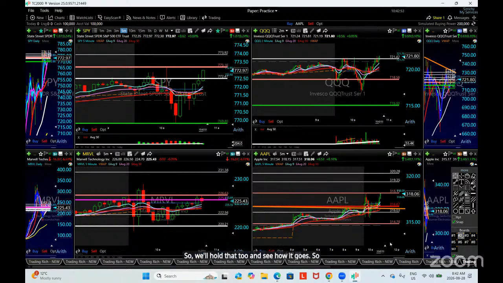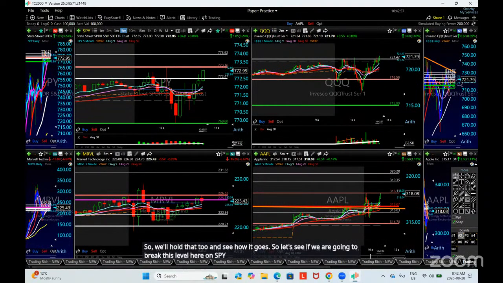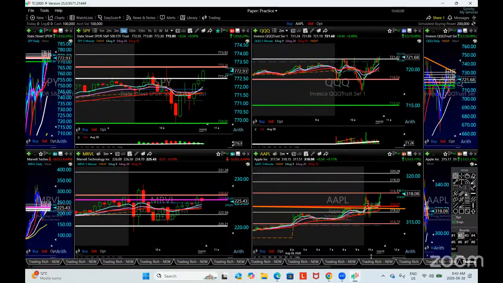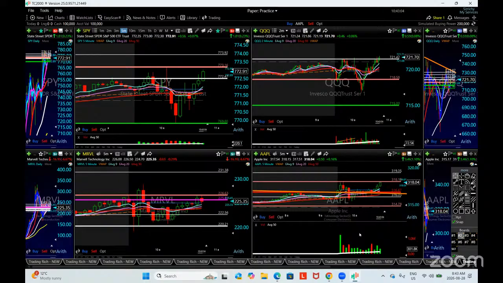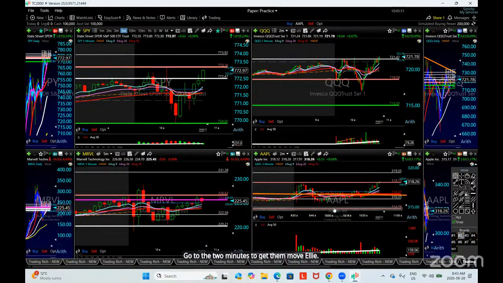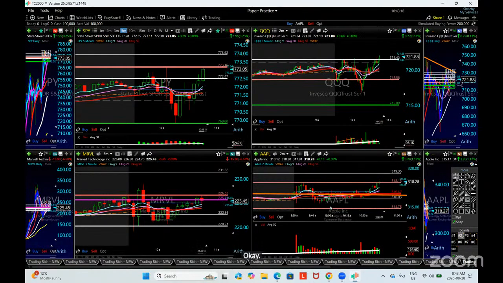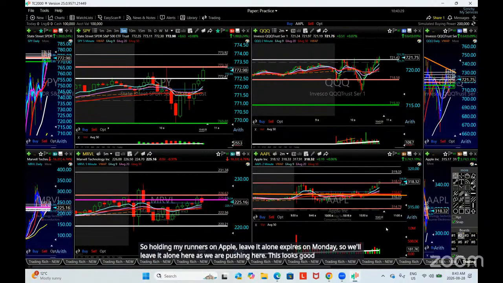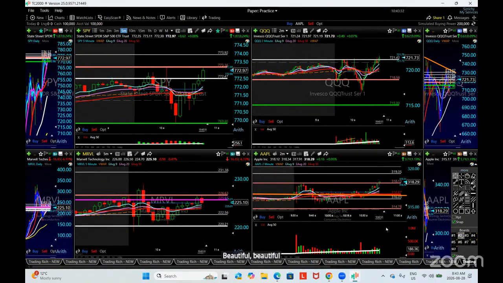So let's see if we are going to break this level here on SPY, on Apple. Are we getting increasing volume as we approach here? Go to the 2 minutes to get the move early. Okay, nice push on SPY. Beautiful. Okay, so I think we break, we go. So holding my runners on Apple, leave it alone. It expires on Monday, so we'll leave it alone here as we are pushing here. This looks good. Beautiful. Yeah, hopefully next week is going to be better price action. These last couple of weeks have been awful price action.